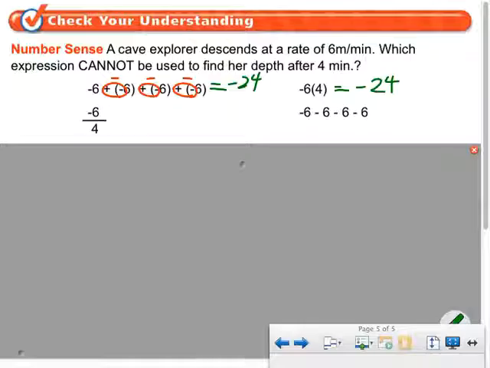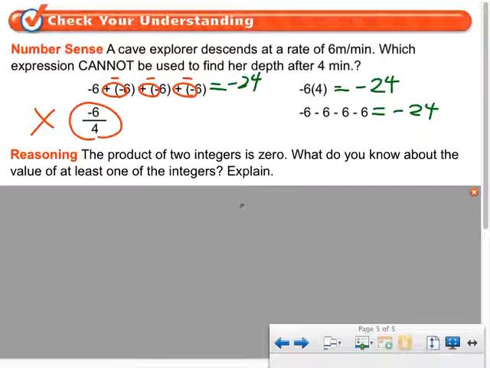And now if you look, we rewrote this, and it looks exactly like this problem, and that is also subtracting 6's, and that equals -24. So these are all representations of -6 times 4. The only one that is not is this one, and that's a division. -6 divided by a +4 would be a negative fraction. Okay, any questions?